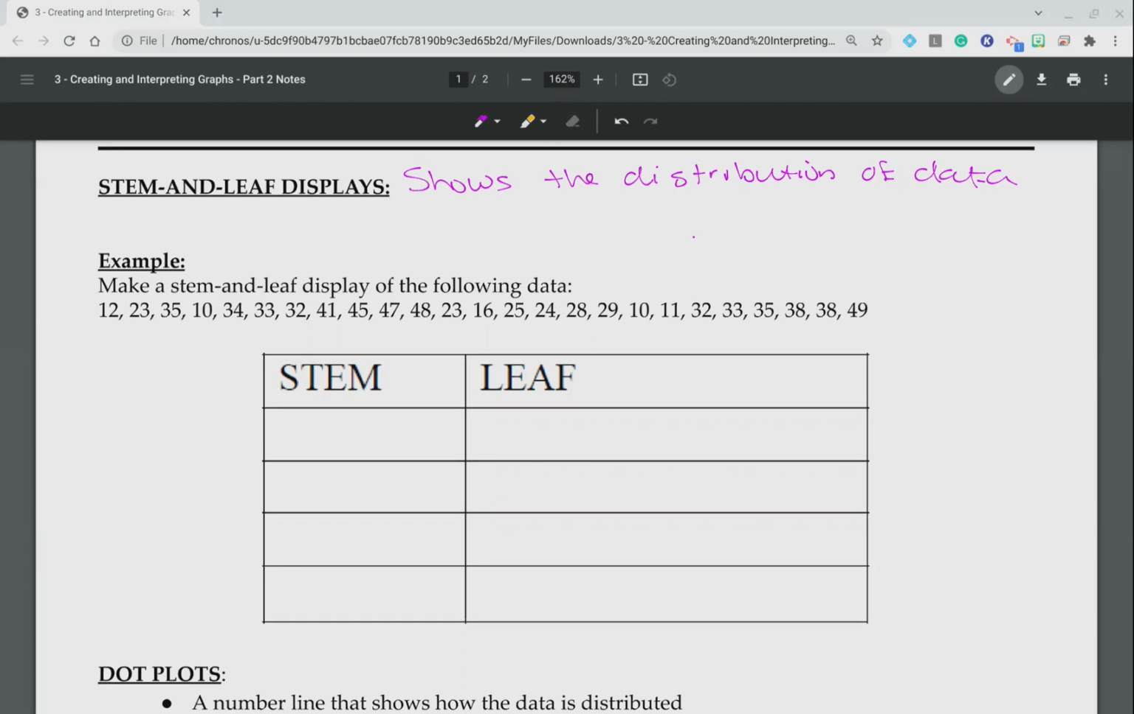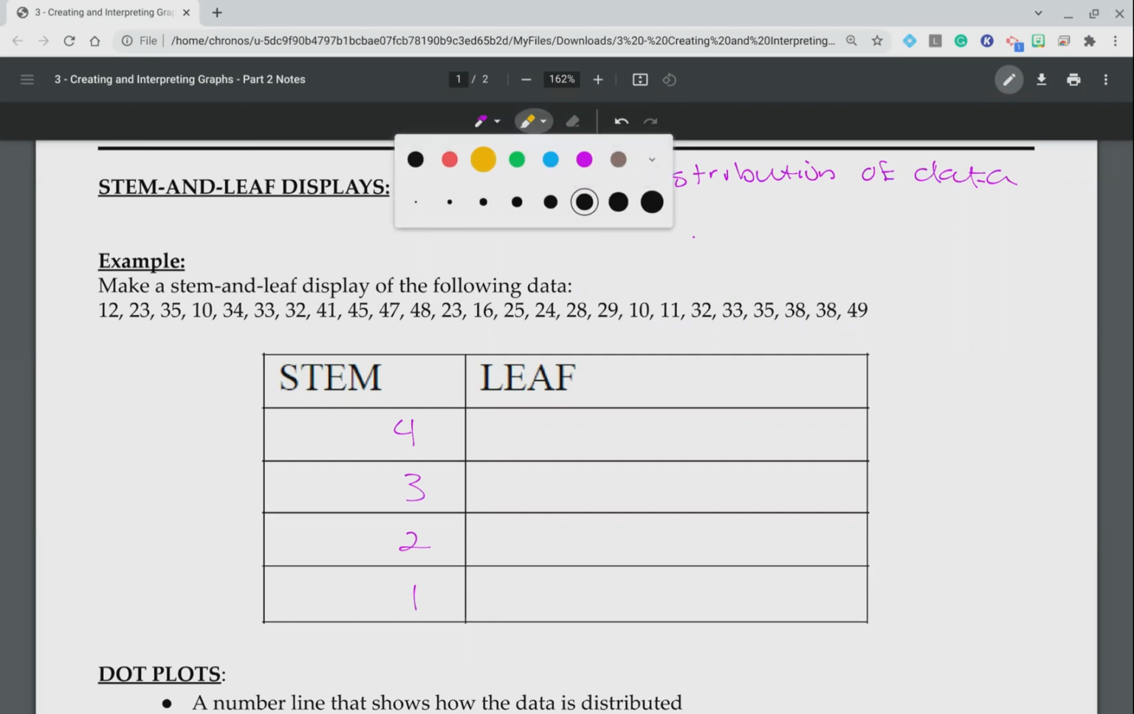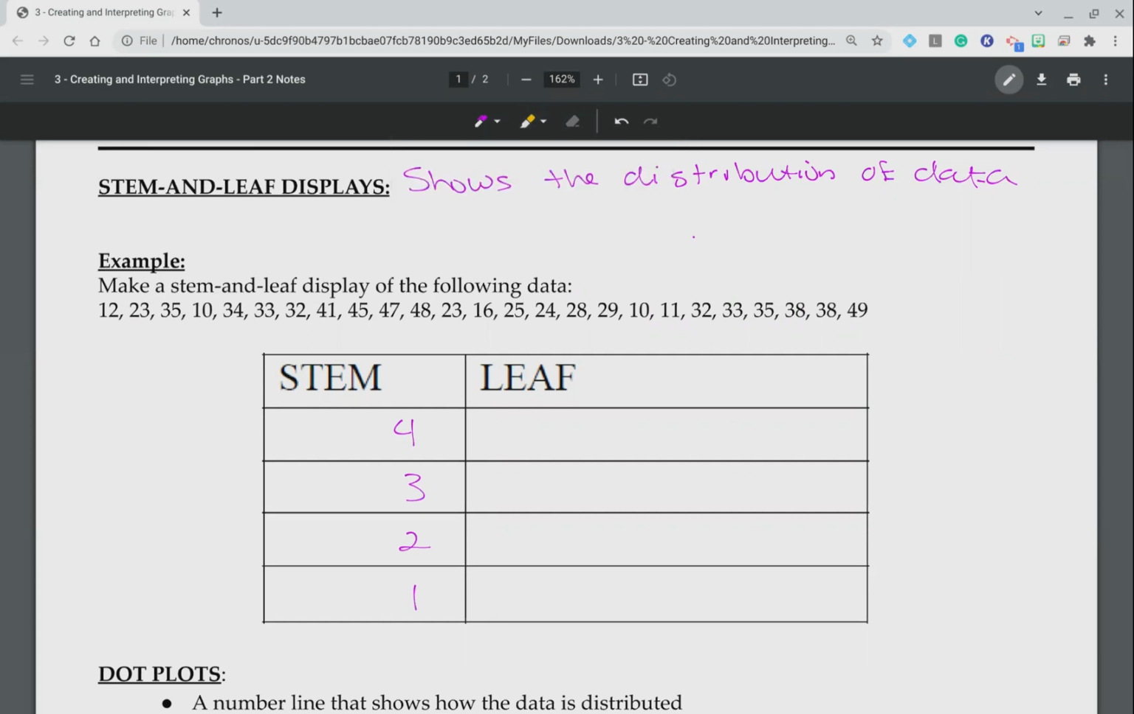in the ones place. So if we're looking at this set of data, we have a 1, a 2, a 3, and a 4 in the stem location. So those are going to be our 4 stems. Okay, and then we sort through our data for our leaves, and they have to be in numerical order. So I'm going to go through and highlight all my ones with a 4.